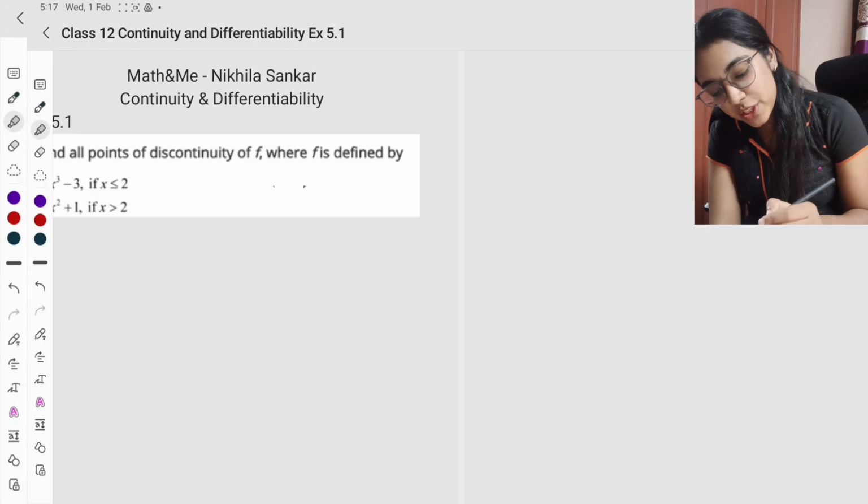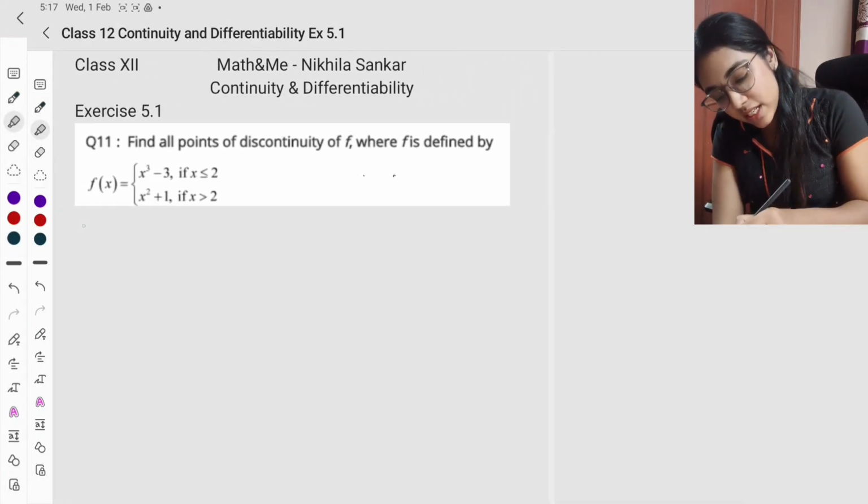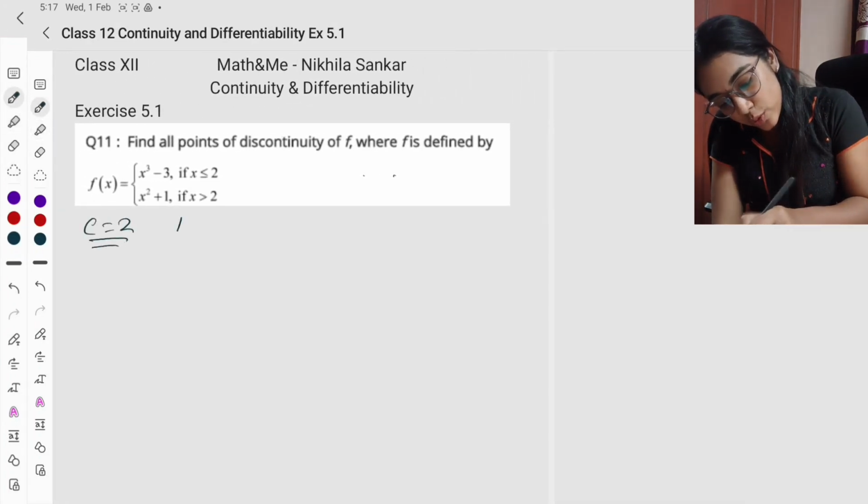Okay, so moving on to question number 11 இப்போ. So இப்போ இந்த questionல first என்ன case? At c equal to 2. இது first case. அப்போ நம்ம என்ன பார்க்க போறோம்? Left hand limit and right hand limit. ரெண்டுமே வேணும்.